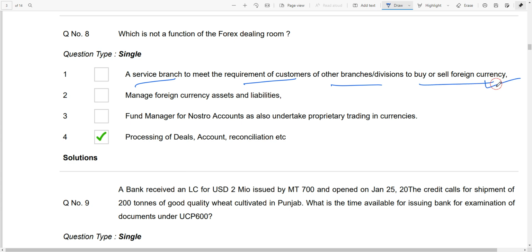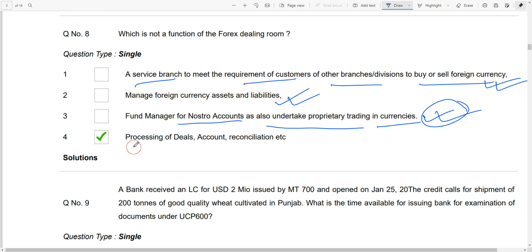Meeting the requirements of the branches to buy or sell foreign currency, correct. In the dealing room, dealers do this. Manage foreign currency assets and liabilities, yes, they manage the ALM. Fund manager for nostro account as well as proprietary trading in currencies, yes, they do. And processing of deals, account reconciliation, etc.? No, this is done by the back office. The dealing room is the front office.